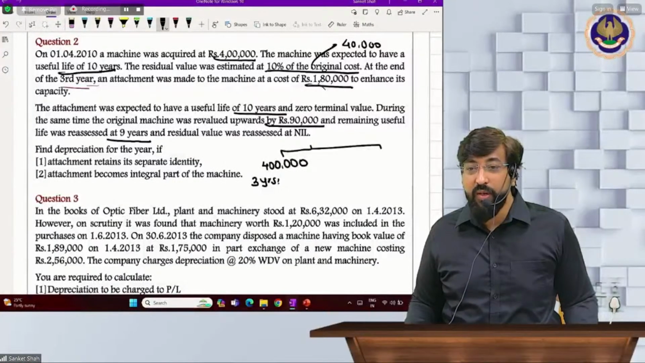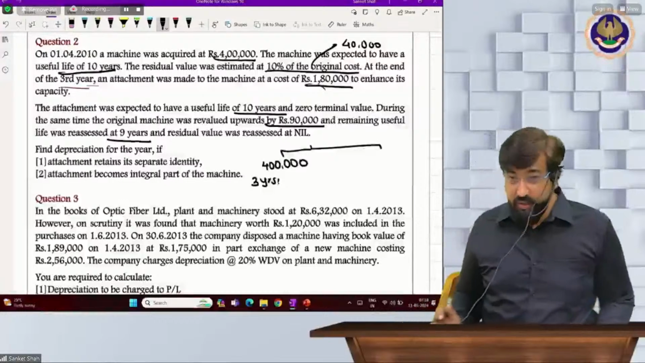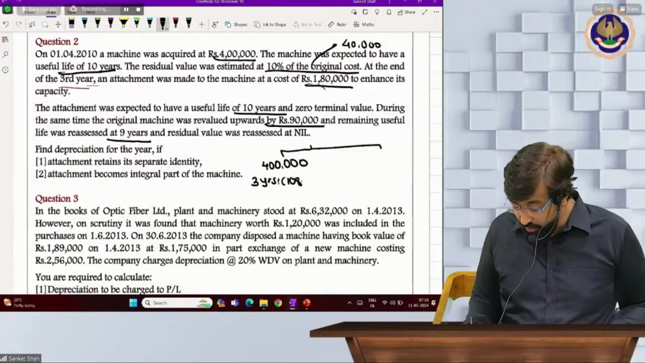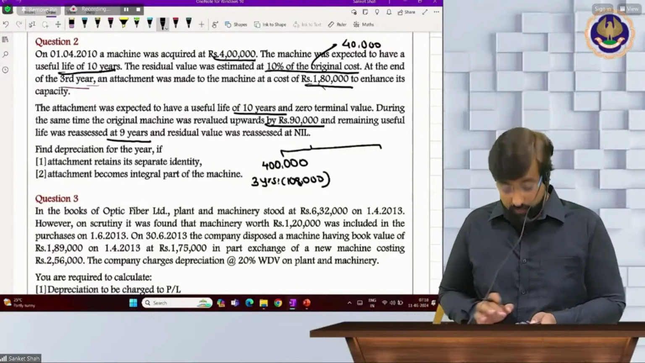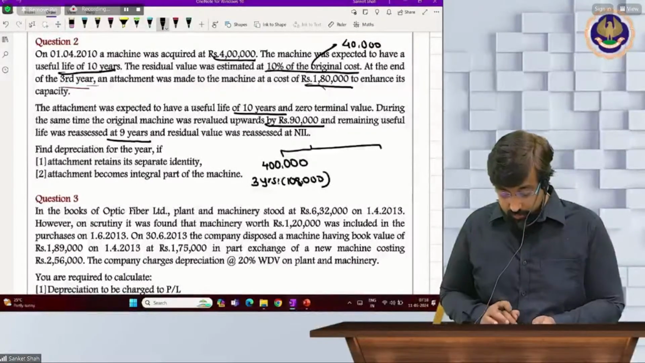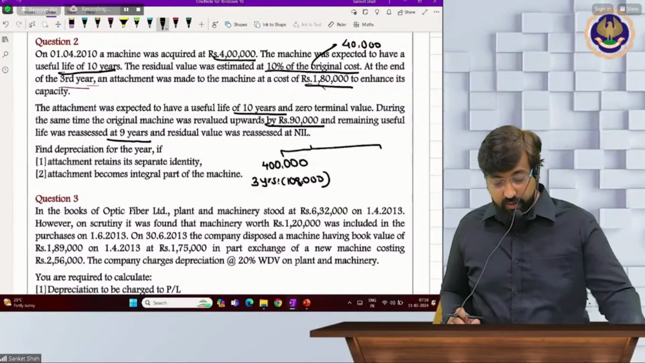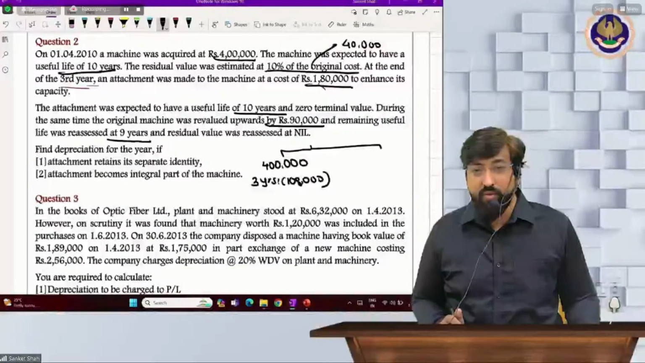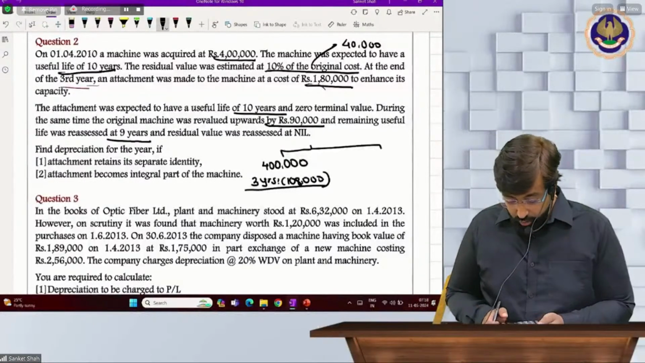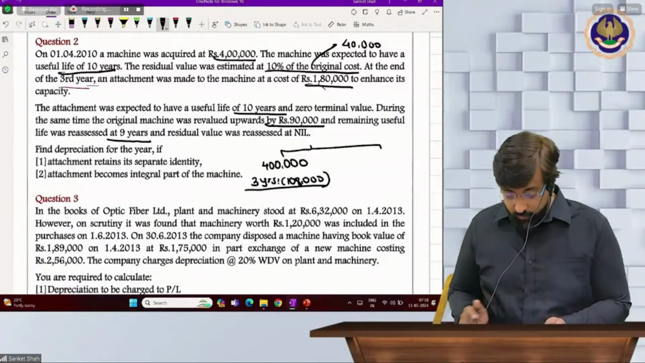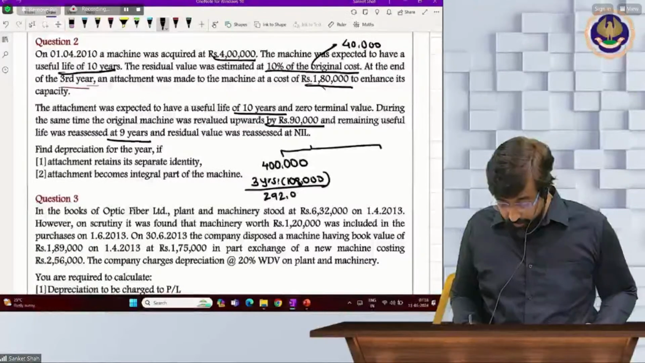Ruhani, how is it 1,20,000, beta? It should be 1,08,000. How are you going to calculate? 4 lakhs minus 40,000, divided by 10 years, into 3 years. It's very simple. Ronit, please don't make silly mistakes in the calculation of depreciation, beta. These are very simple questions. So we deduct 1,08,000 from 4 lakhs, and you get the answer 2,92,000.